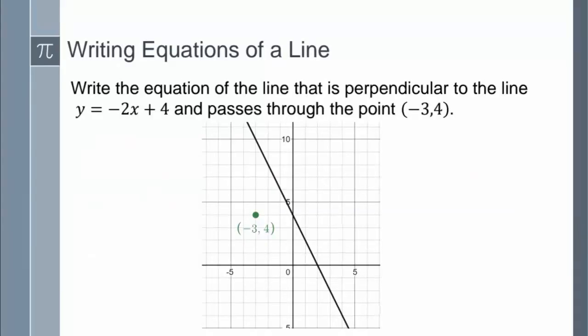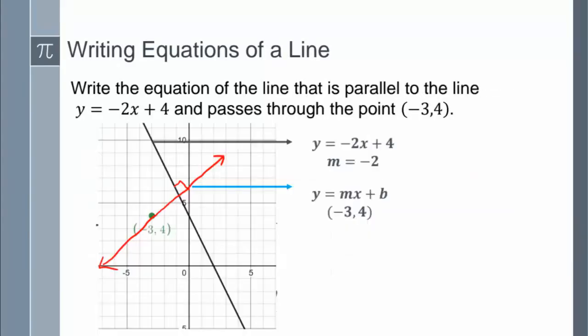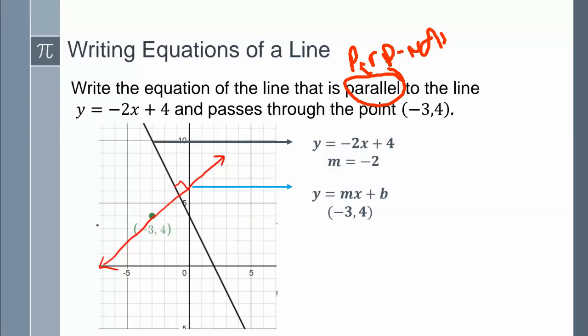Okay, let's try. Here, now they're asking for perpendicular. Instead of parallel, we're going to find perpendicular. Perpendicular lines are lines that intersect, but when they intersect, they form a right angle.